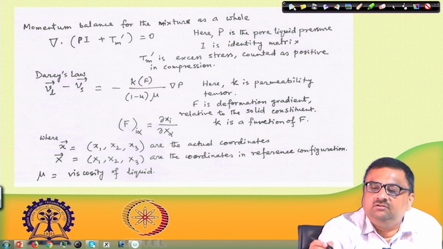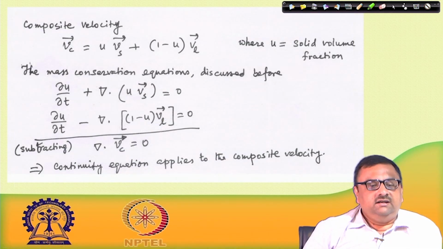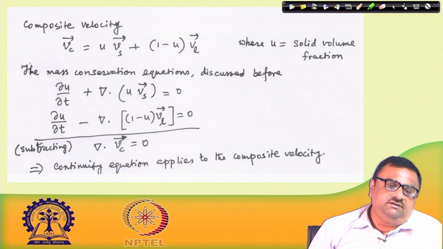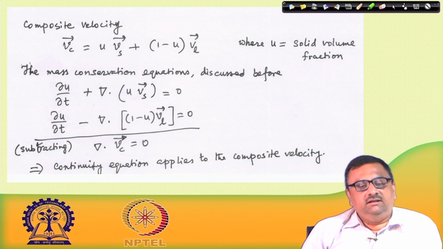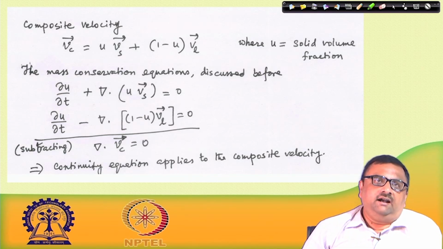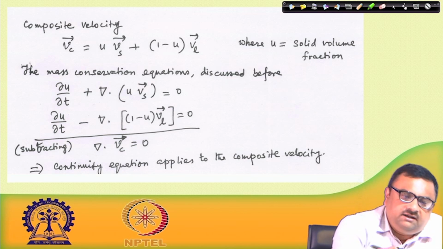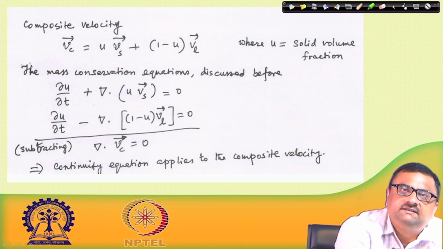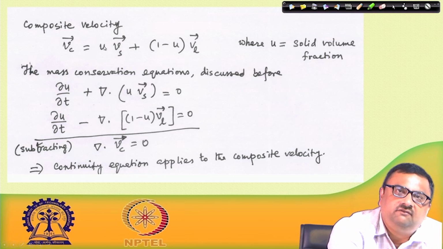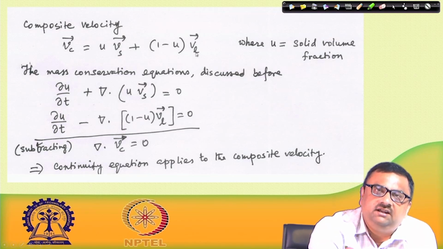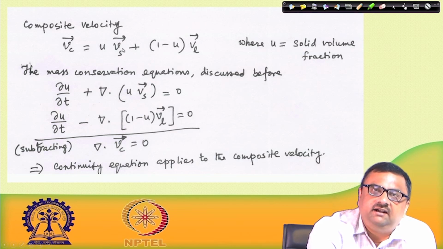Before we go to the one dimensional problem, I must point out at this time that one can define a composite velocity. The composite velocity is V s, the interstitial velocity of the solid, multiplied by the solid volume fraction, plus the interstitial velocity of the liquid multiplied by the liquid volume fraction. So these are basically weighted velocities, and the weighting is done by the corresponding volume fractions.